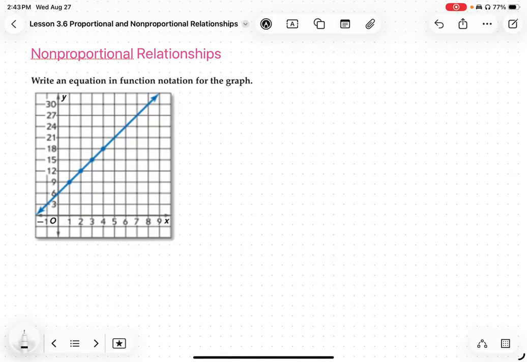Let's see if we can write an equation for this relationship. And so to write an equation, the thing that we need to know is what is this rate of change? What is it increasing by? So let's get a few points here.